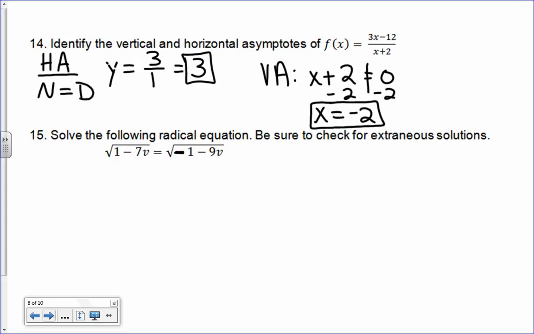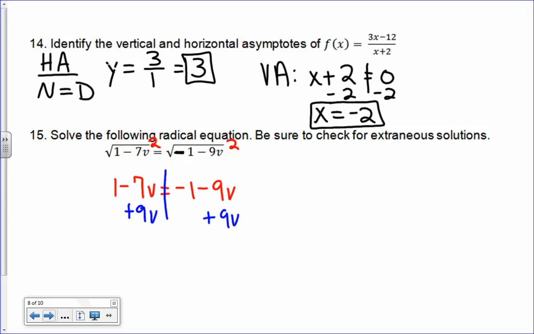Both sides have a radical, so to get rid of the radical, you would square each side. You would have 1 minus 7v equals negative 1 minus 9v. And then it's just a matter of solving a multi-step equation. Put your letters on one side, your numbers on the other. In this case, I'm going to take my letters and go left. I'm going to add 9v to both sides.